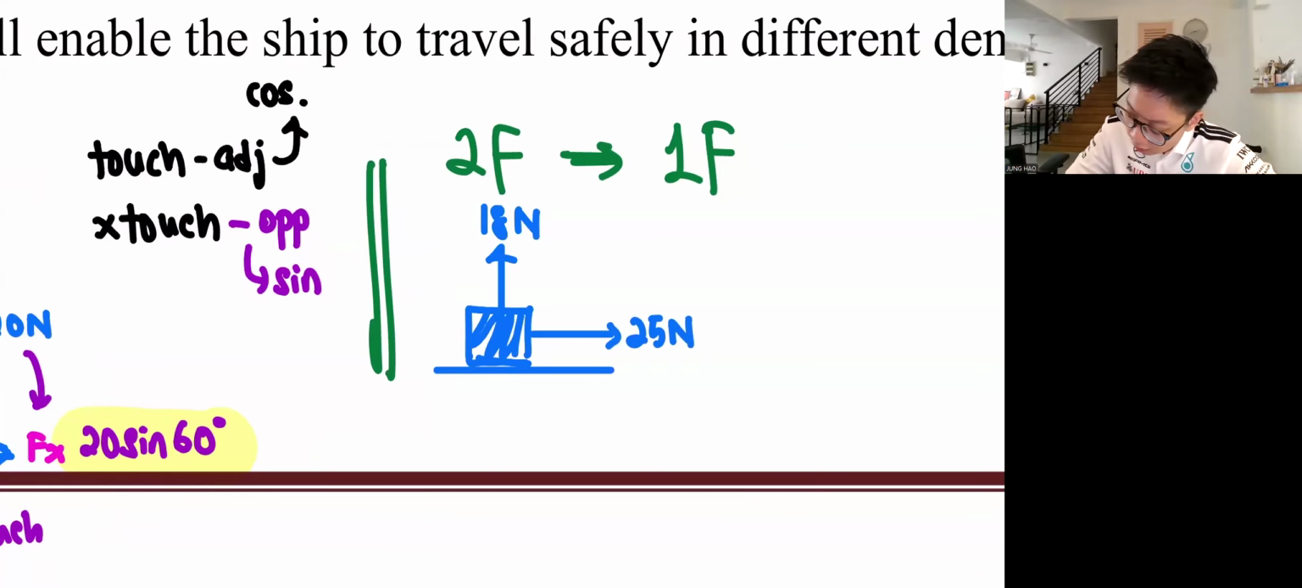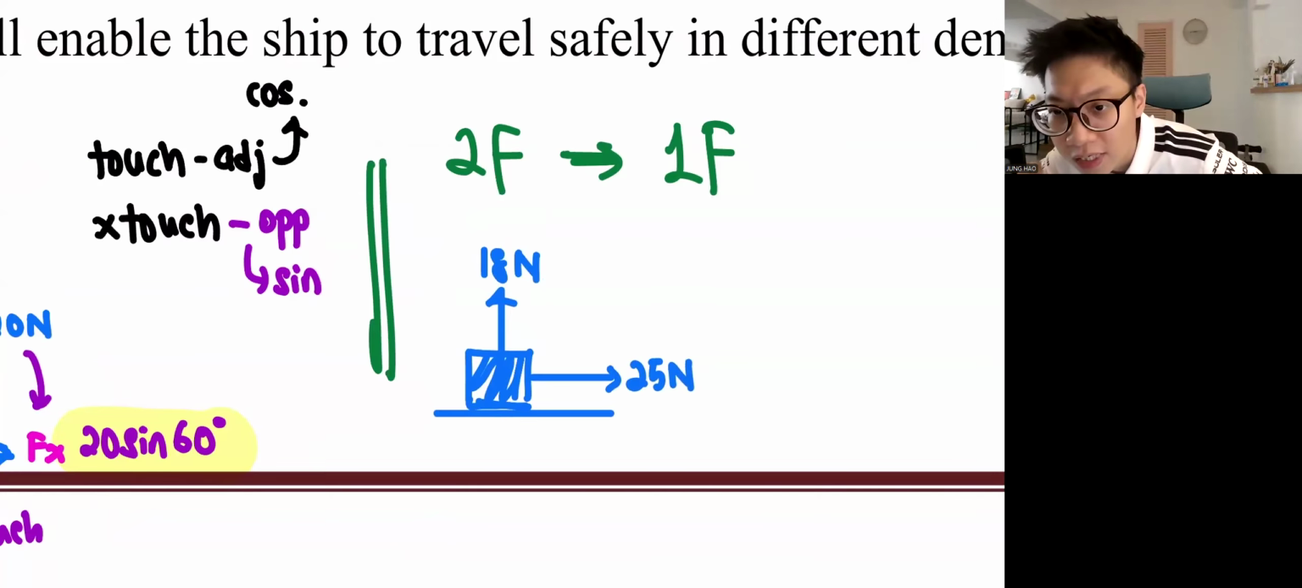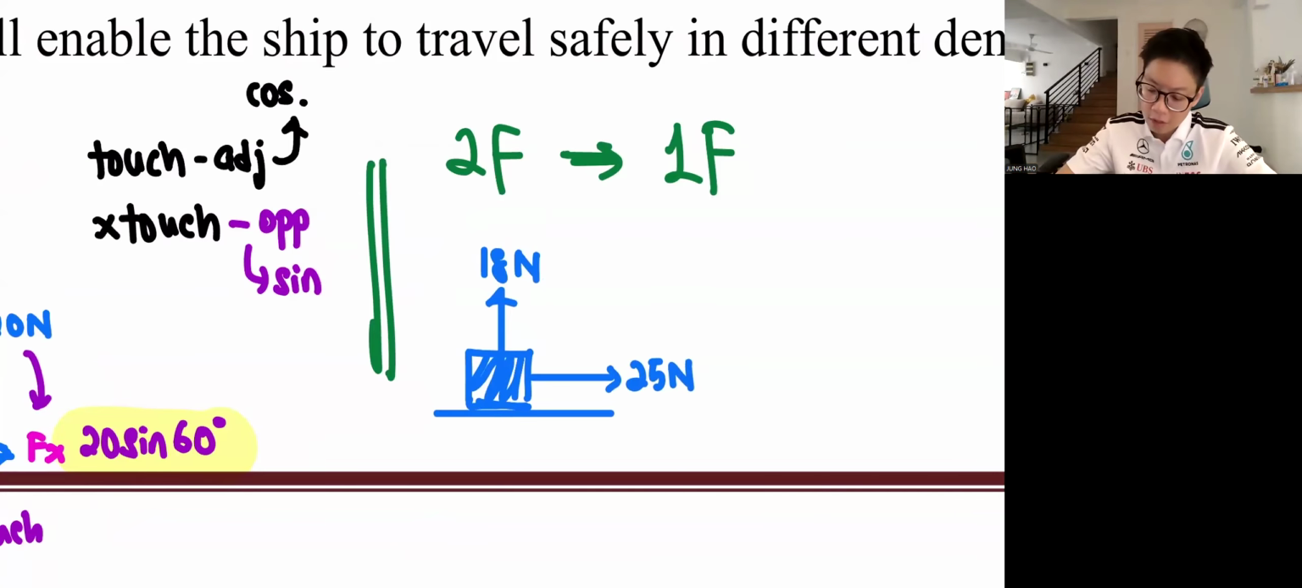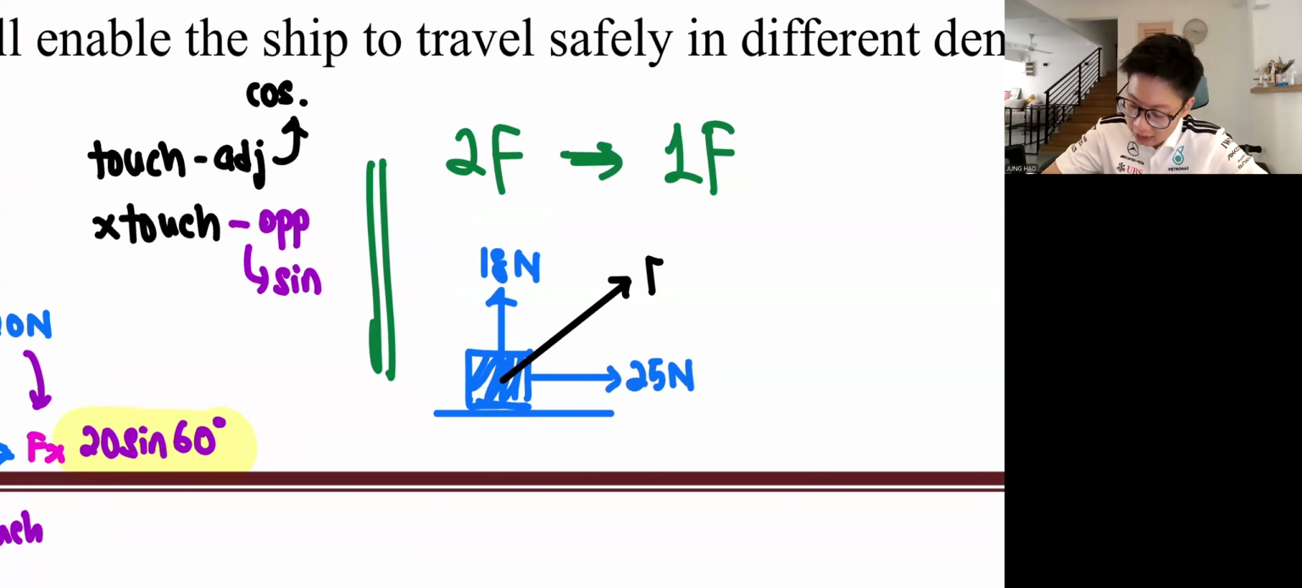So guys, according to common sense, where will this object go? According to my common sense, the object will go here. This is called your resultant force, the top right corner, right? Okay. So now how can we find this F? If you want to, you can draw the triangle.